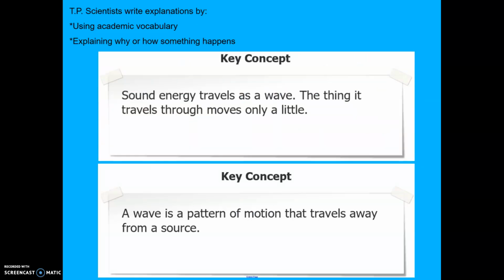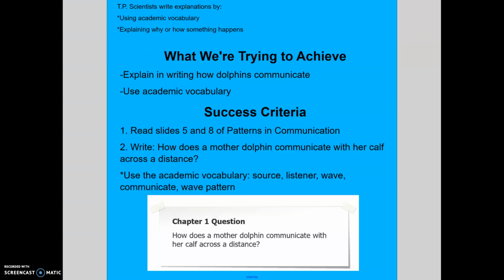So in today's lesson, we're going to be writing a scientific explanation by using academic vocabulary and explaining why or how something happens. Your job will be to read slide 5 and slide 8 of the book Patterns of Communication, and you're going to answer our question for chapter 1. How does a mother dolphin communicate with her calf across a distance? And you'll need to use these academic vocabulary words: source, listener, wave, communicate, and wave pattern.